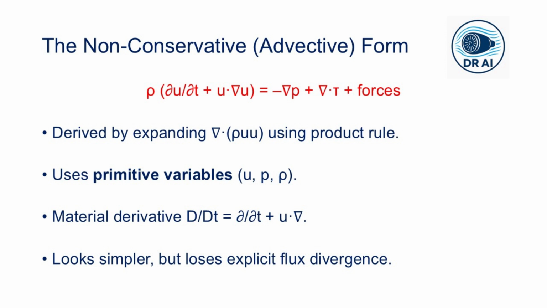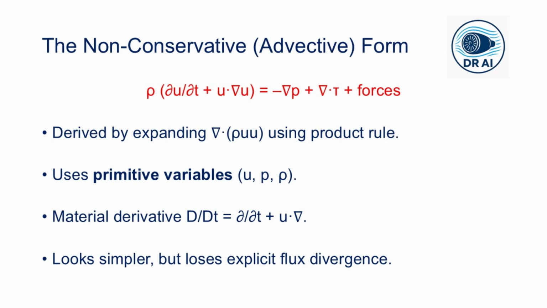Now, how do we get the non-conservative form? We normally expand the divergence using the product rule. For example, in the momentum equation, the convective term, the divergence of rho u u, becomes u times the divergence of rho u plus rho u dot grad u. Then we use the continuity equation to eliminate the u times divergence of rho u term, and after some algebra the momentum equation becomes as displayed.